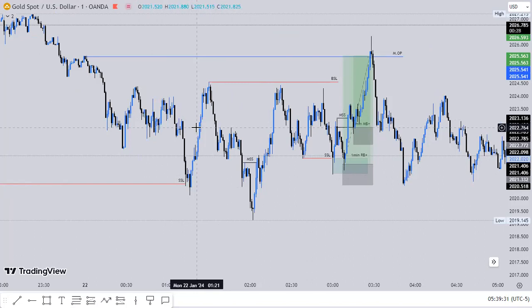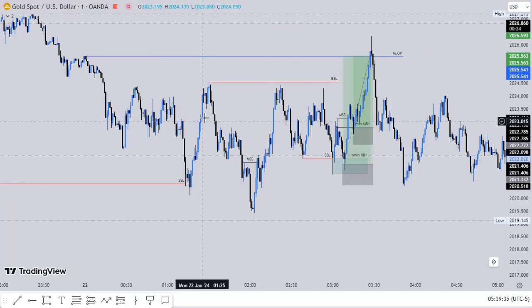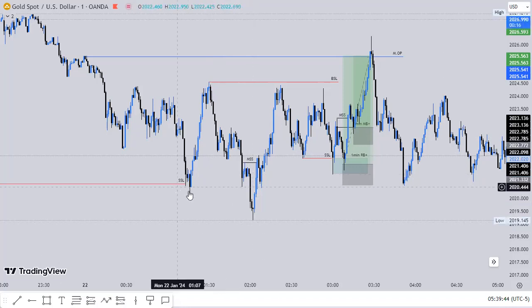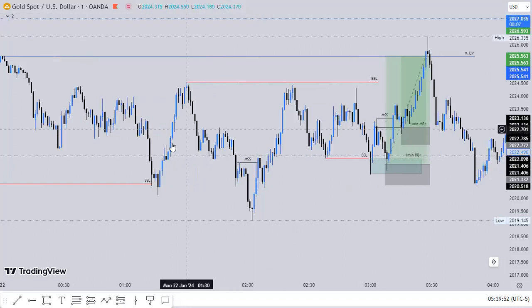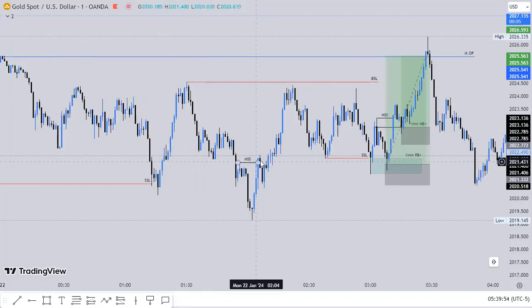Why does it fail? Because it's outside the time. Here we don't enter the kill zone. Here we enter the kill zone. Price takes this low, then MSS happens. So this is the valid MSS. Why? Because we are inside the kill zone. Here we are outside the kill zone. So here the time comes to us.